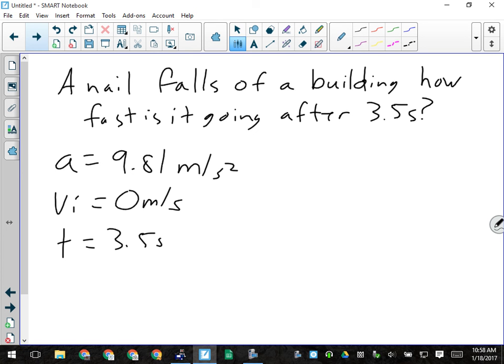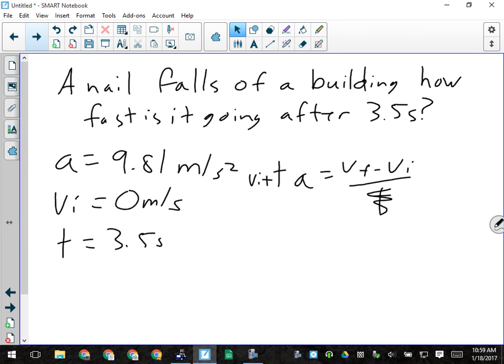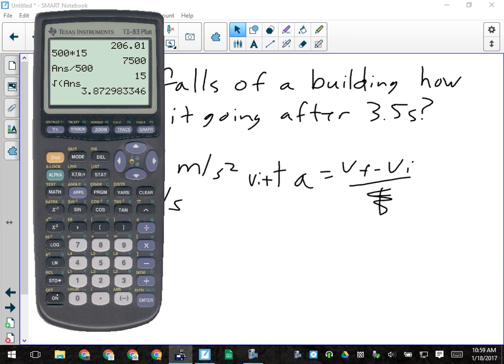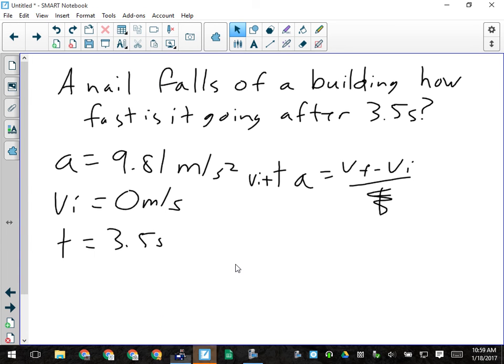If it says it was thrown, then you have an initial velocity of something else. Okay, so now it just becomes an A equals VF minus VI over T calculation, and I'm solving for VF. So I multiply both sides by T, and I add VI to both sides. If I actually had a VI, I would put the number in there. In this case it's 0, so I can cancel it. So T times A, 3.5 times 9.81, and we've got our final speed. 34 meters per second, something like that. Does that answer your question? Okay, Rachel?